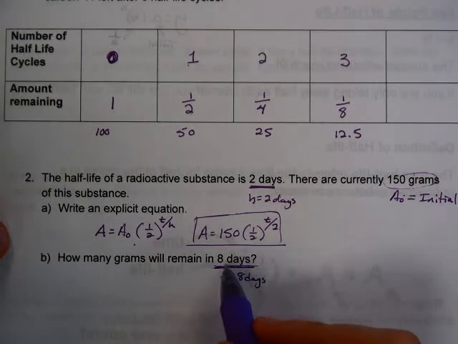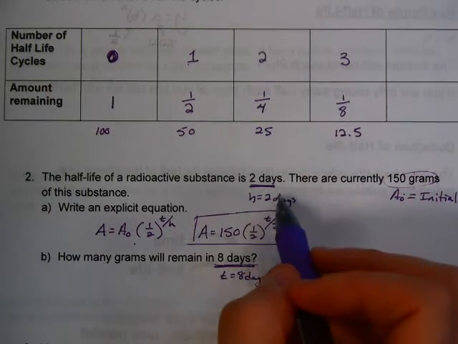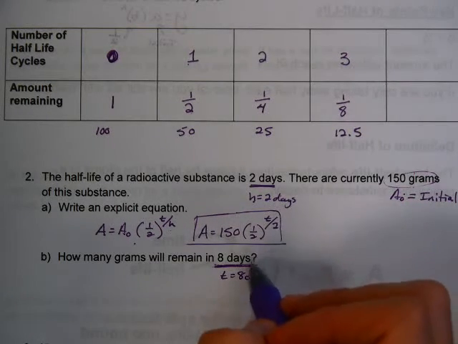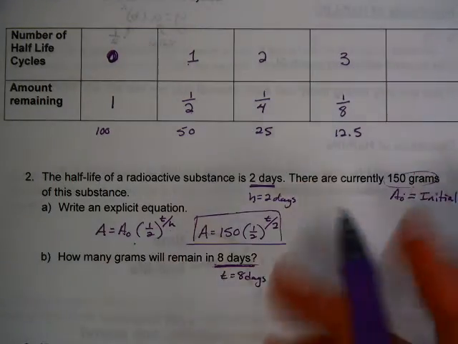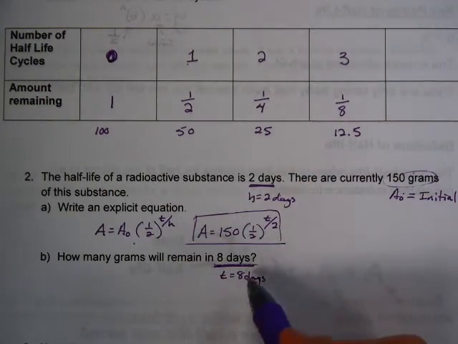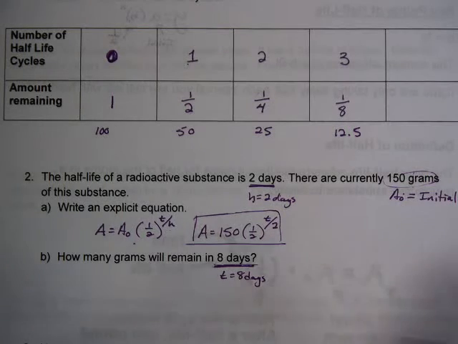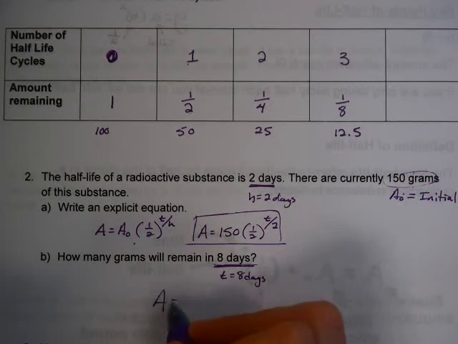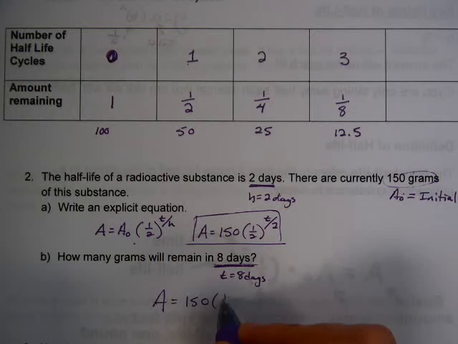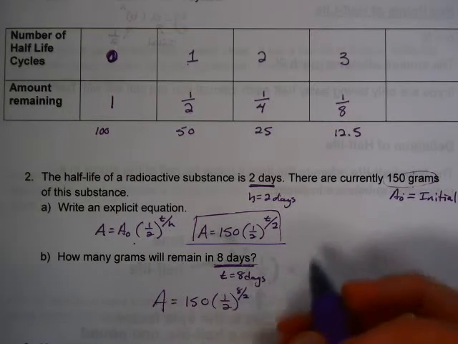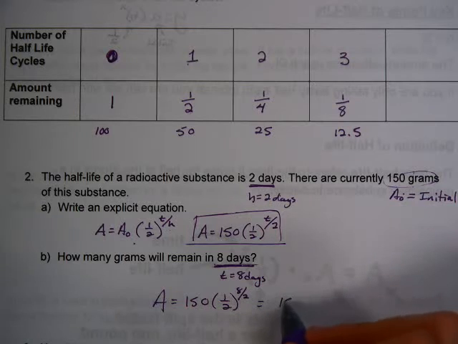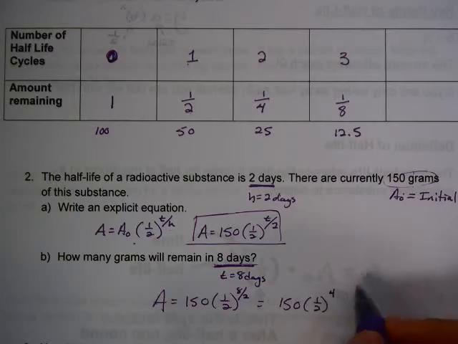Be careful. If this were in hours, we would have to convert one of the two numbers into that unit. You'll probably see that down the line. So this is A equals 150 times 1/2 to the 8 divided by 2 power, and if you simplify that, it's 150 times 1/2 to the 4th power.